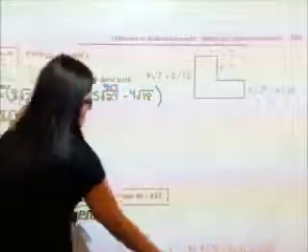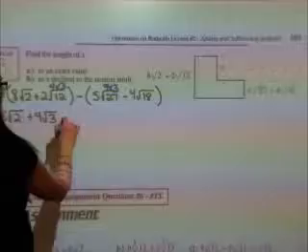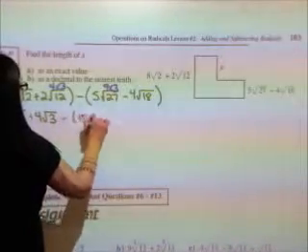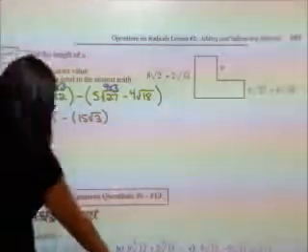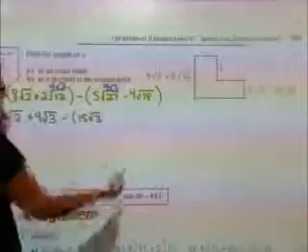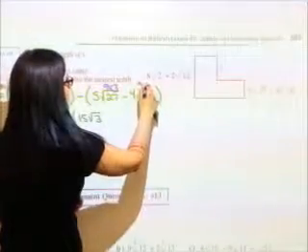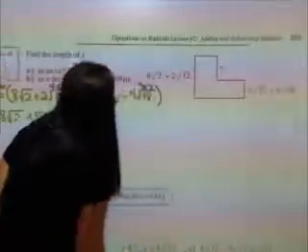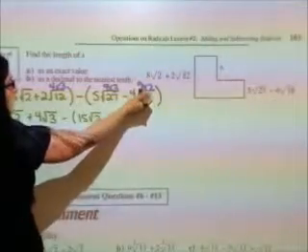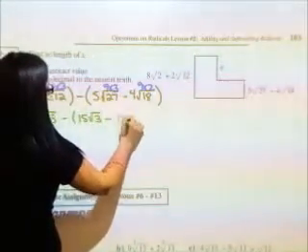27, 9 times 3. Square root of 9 is 3. 3 times 5 is 15. And then the last one, 18 is 9 times 2. Square root of 9 is 3. 3 times 4 is 12.